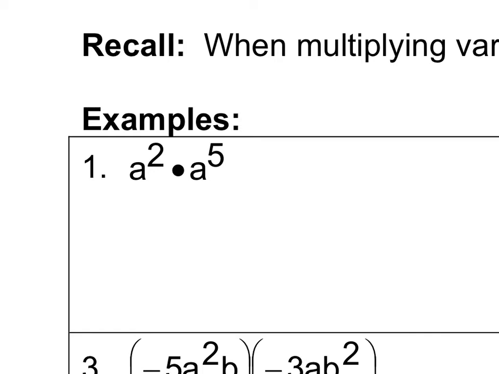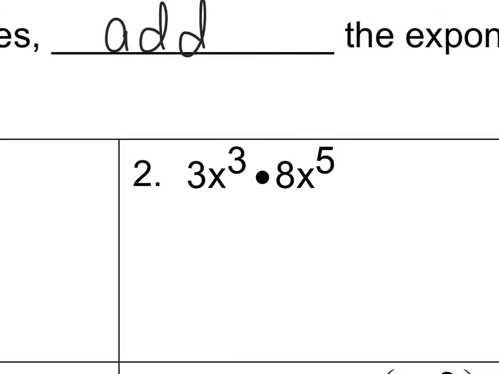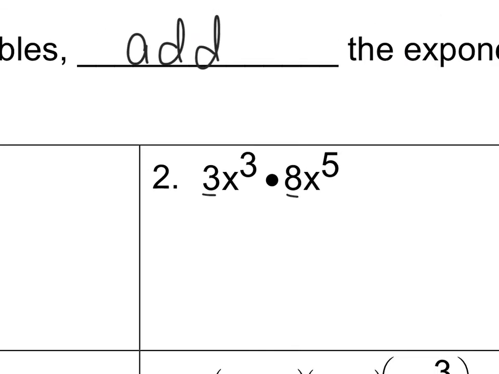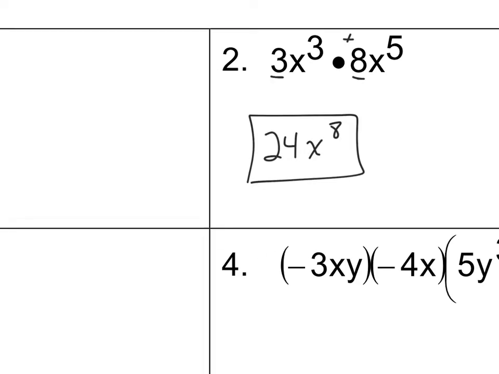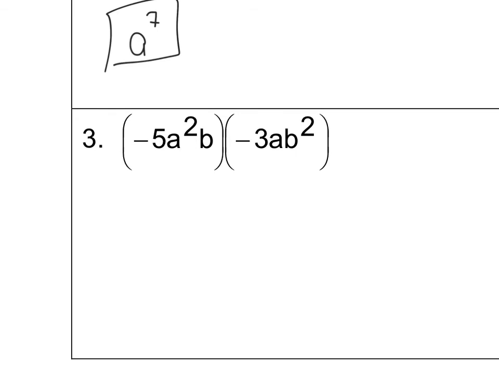So if we look at the first one, a squared times a to the 5th, that would be a to the 2 plus 5, to the 7th. If I look at it over here, I can break it up. First I do the numbers. 3 times 8 is 24. And then I have x to the 3 plus 5 is 8. So it's pretty easy.